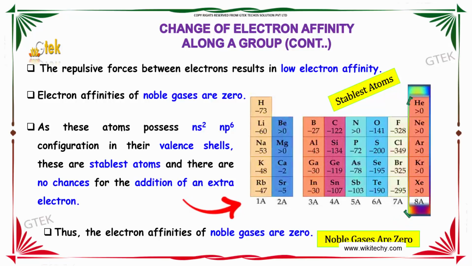You are able to see the electron affinities for the noble gases are 0, as these atoms possess ns2 np6 configuration in their valence shells. These are the stablest atoms and there are no chances for the addition of an extra electron. Thus, the electron affinities of noble gases are 0.